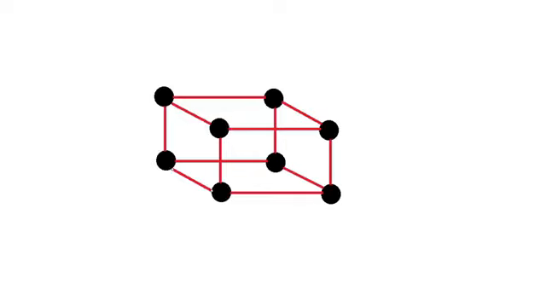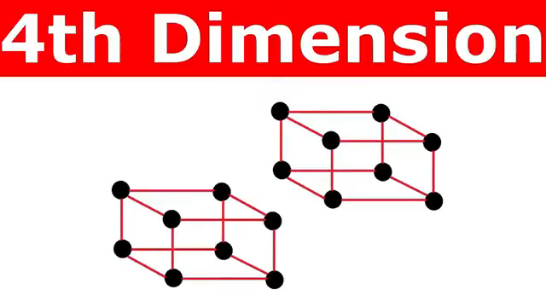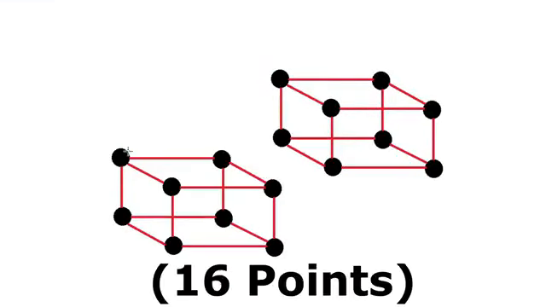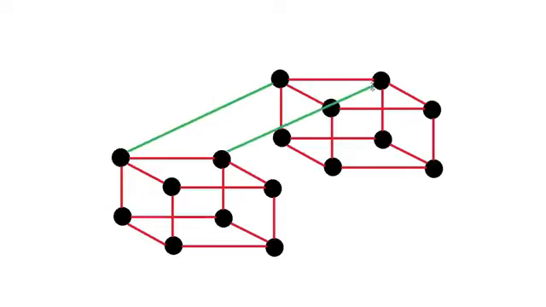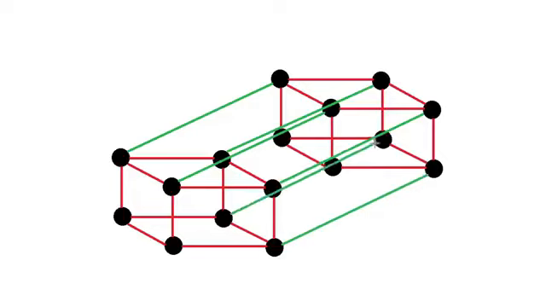To go to the fourth dimension, double the number of points once again. This time we have 16 points. As you can see here, this four-dimensional structure is created by joining the respective points of two 3D structures.